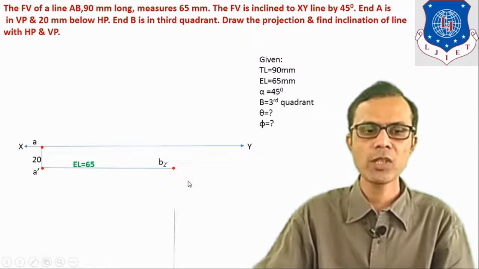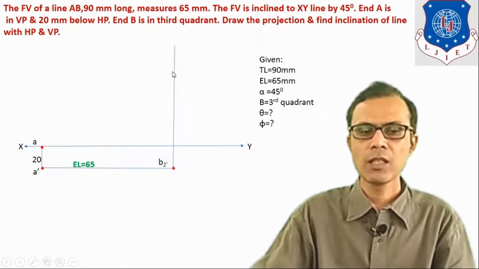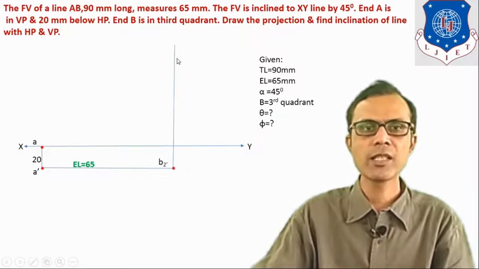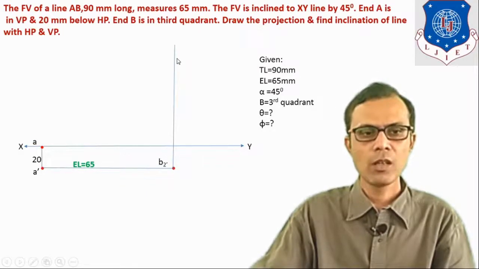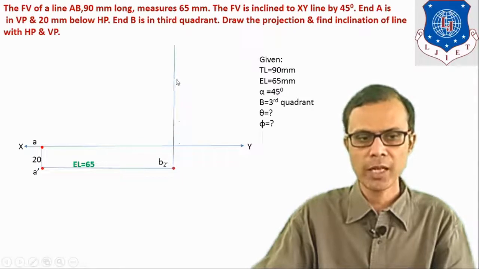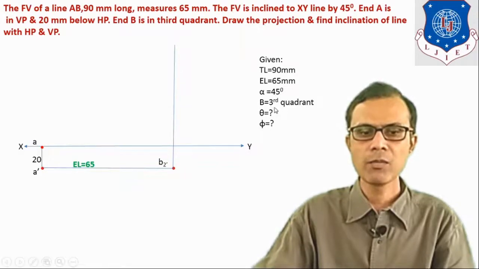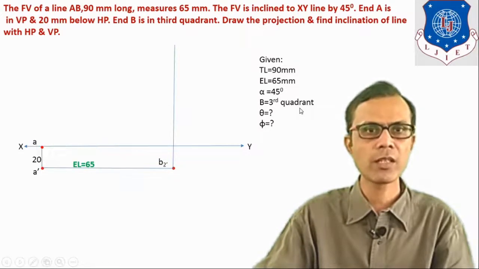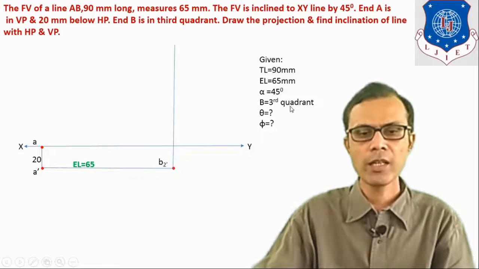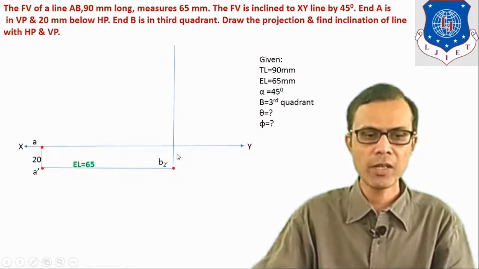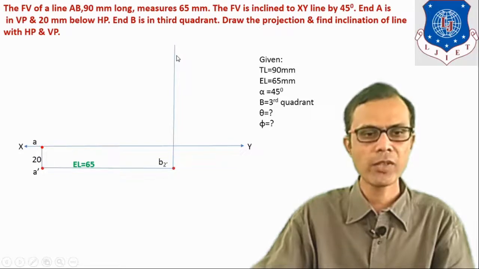Now take a projection from B2 dash point in the upward direction. On this projector, somewhere we will get the top view of B2 dash, that is B2. Now I have drawn this projector in the upward direction. Why? Because the guideline is given that point B is in the third quadrant, so the top view of end B, that is small b, will be above XY line. That's why we have drawn this projector in the upward direction.